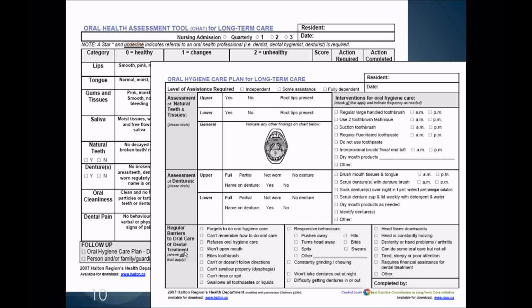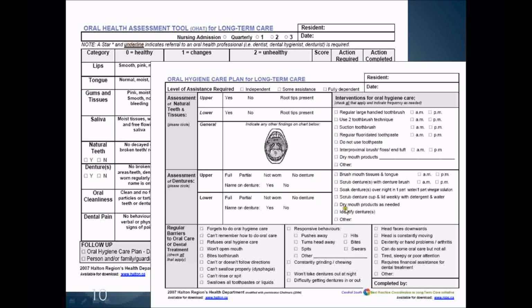In this slide, the oral hygiene care plan has been superimposed over the OHAT to try to demonstrate the application of the OHAT category findings to the oral hygiene care plan. As an example, the first category in the OHAT is lip. If you have a level 1 finding, that is dry, chapped, or red areas at the corners of the mouth, the intervention would be to use lanolin, KY jelly, or other non-petroleum-based lip lubricant.